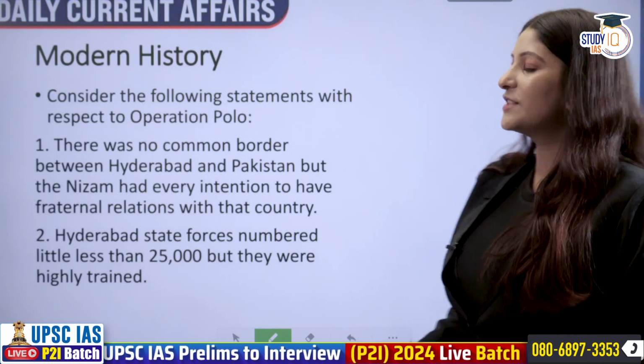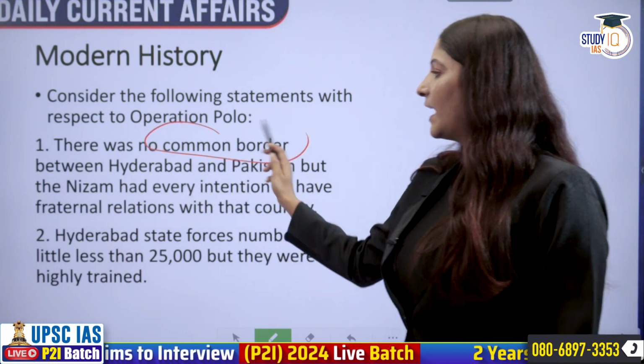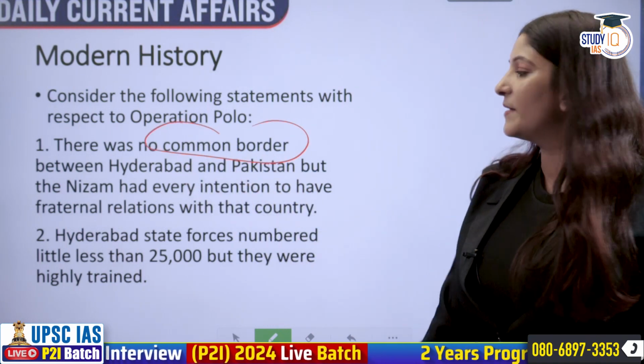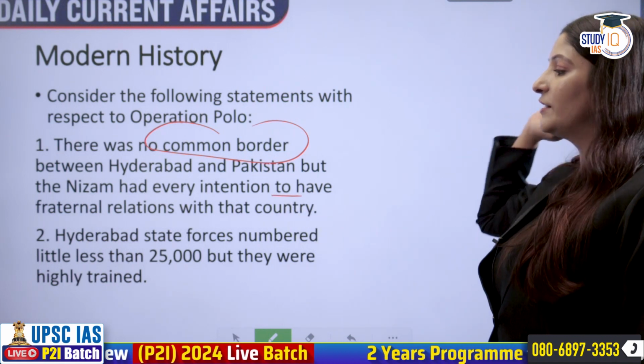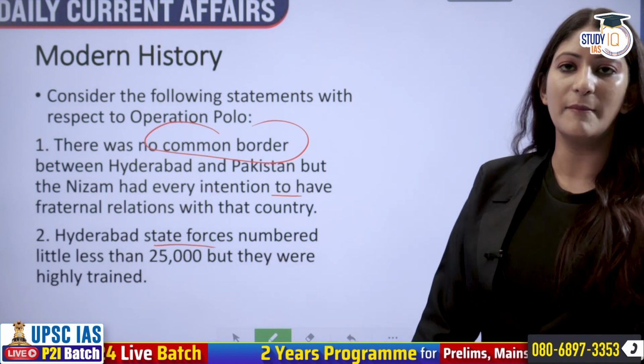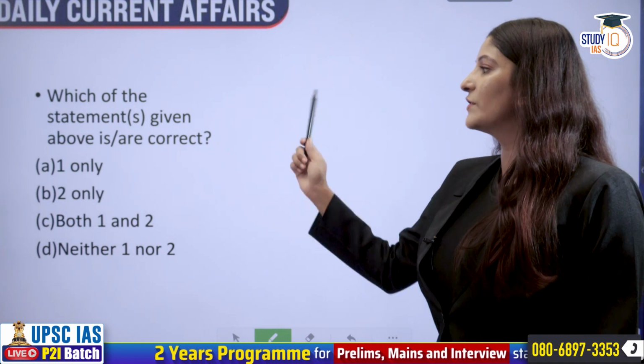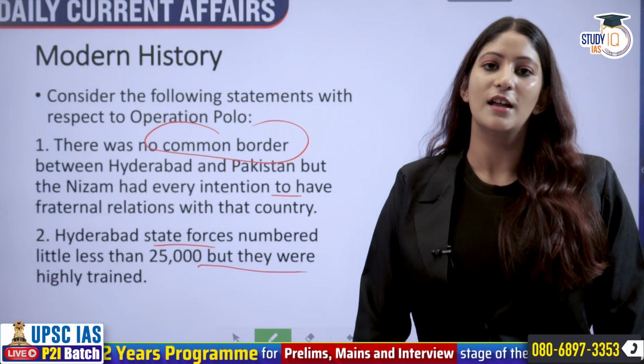Consider the following statements with respect to Operation Polo. There was no common border between Hyderabad and Pakistan, but the Nizam had every intention to have fraternal relations with that country. Hyderabad state forces numbered little less than 25,000, but they were highly trained. So which of the statements given above is or are correct?